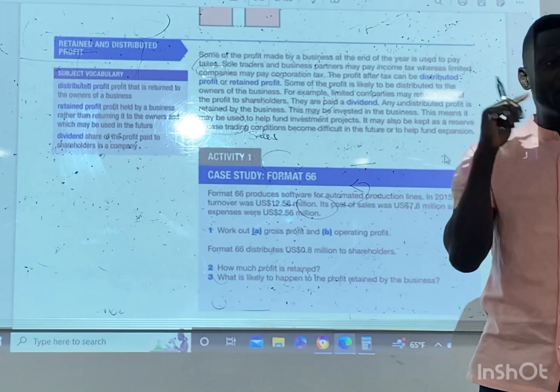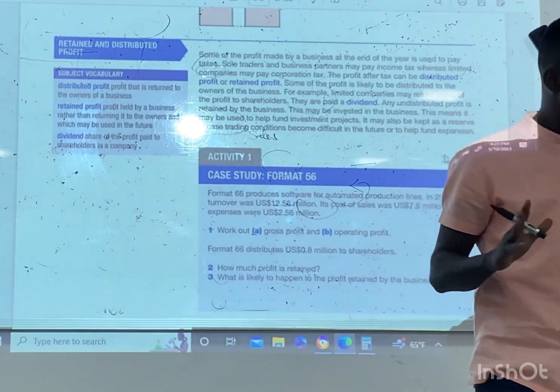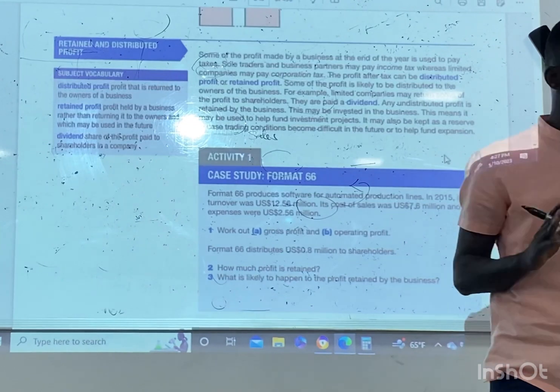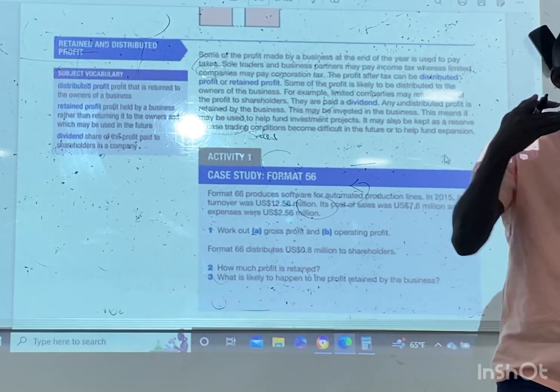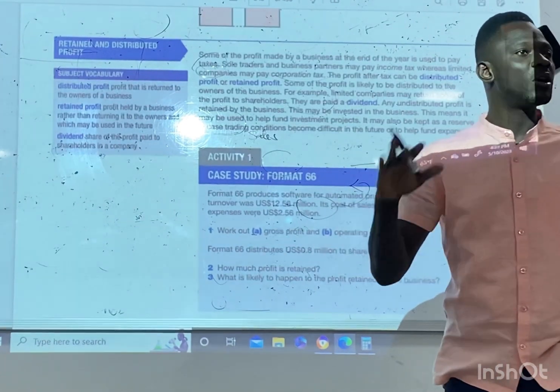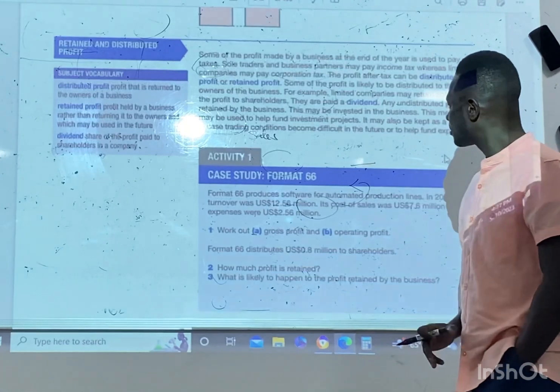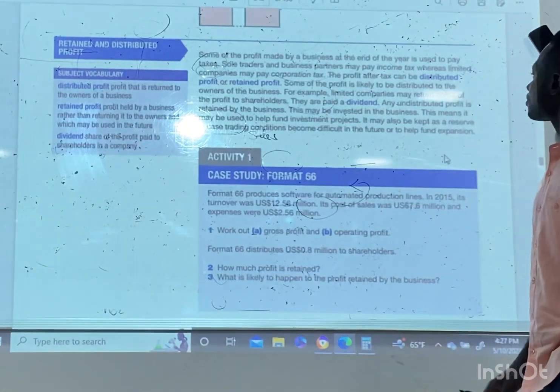Sole trader, that means one-man business, they pay income tax like individuals. Partnerships also pay income tax because they have unlimited liability. But a limited liability company will pay corporation tax. I think that is clear. Is it clear, please? Yes.